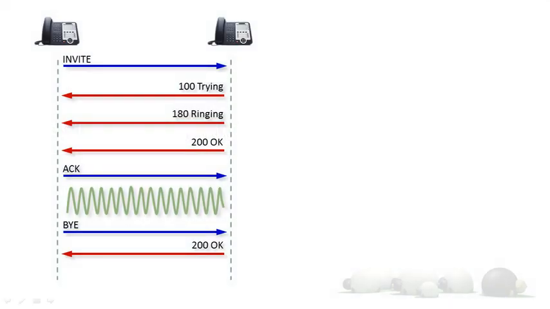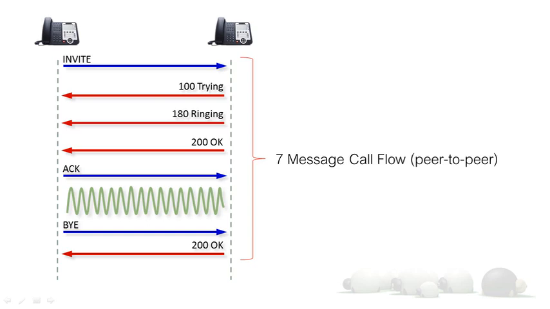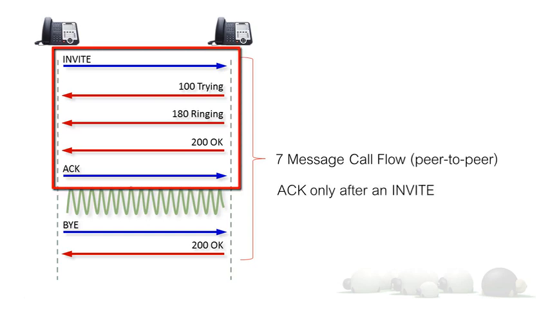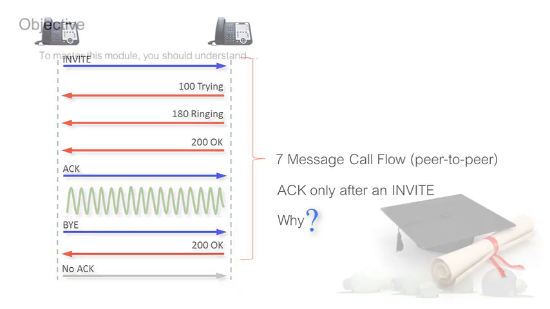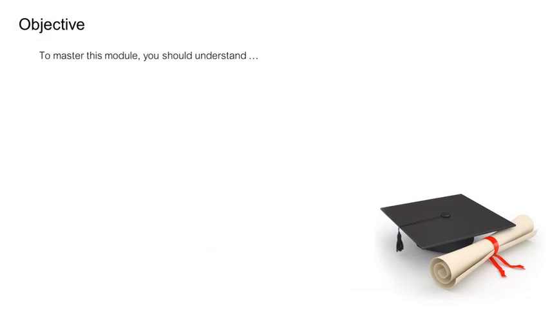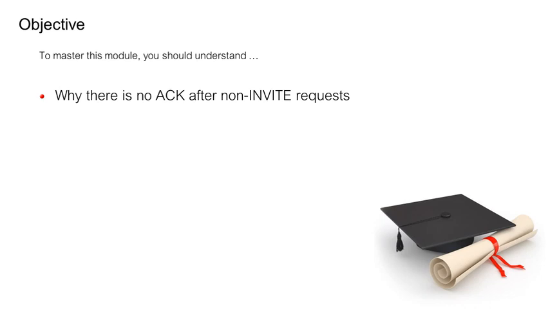You might have noticed that in the 7-message peer-to-peer call flow, we always see an ACK after the final response to the INVITE, but never see it anywhere else, not after the final response to the BYE, for example. Now, why is this? Why is it we don't see an ACK after other types of requests? Well, that's the purpose of this module. By the time we're done, you should understand why there is no ACK after non-INVITE requests.